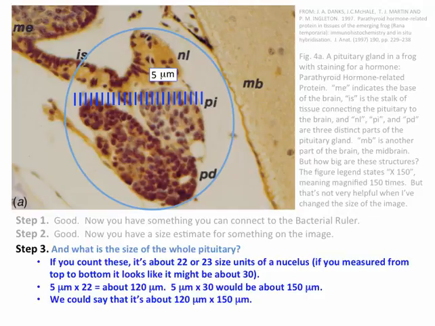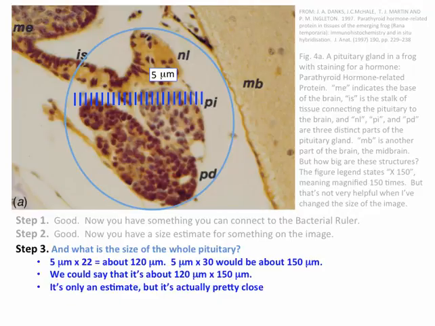So 5 times 22 is about 120 microns. 5 microns times 30 would be about 150. It's about 120 microns wide by 150 microns high. This is only an estimate, but it's actually pretty close.